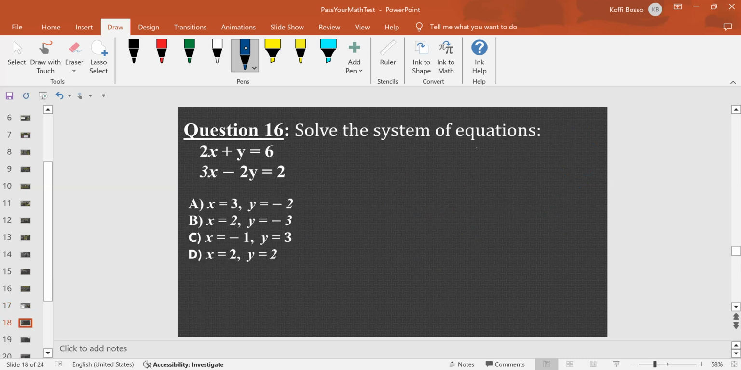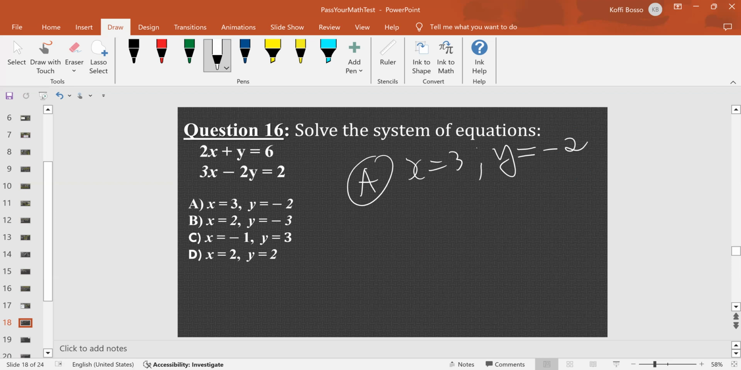The next question, question 16. This is a system of equation to solve. Okay, so again, we have many methods we can use here. One of the methods is that take the values one by one, okay, and check. That means what? When they say x equals 3 and y equals negative 2 for choice A, okay, you're going to replace in the equation.